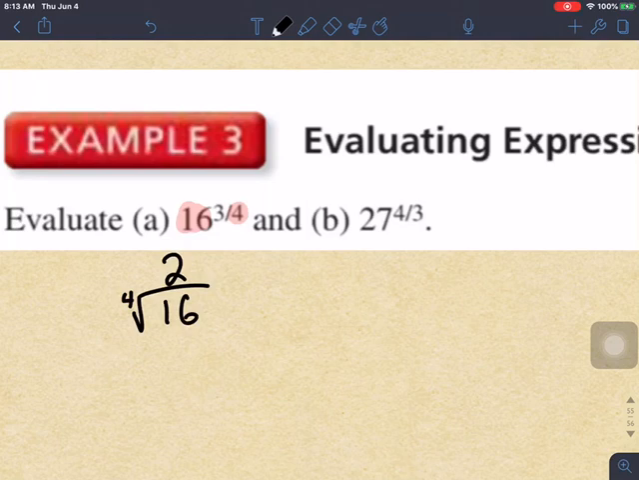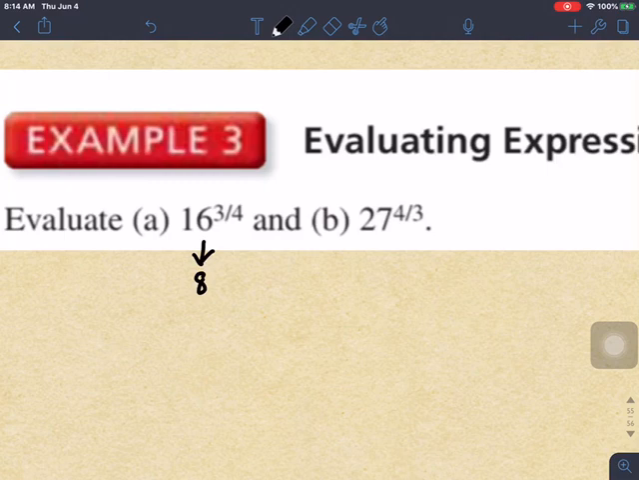So once you do that, that's great. And then you raise that number to the 3rd power. And so our answer is 8. Let me break this down another way for you, okay? So the answer to this one is, in fact, 8.